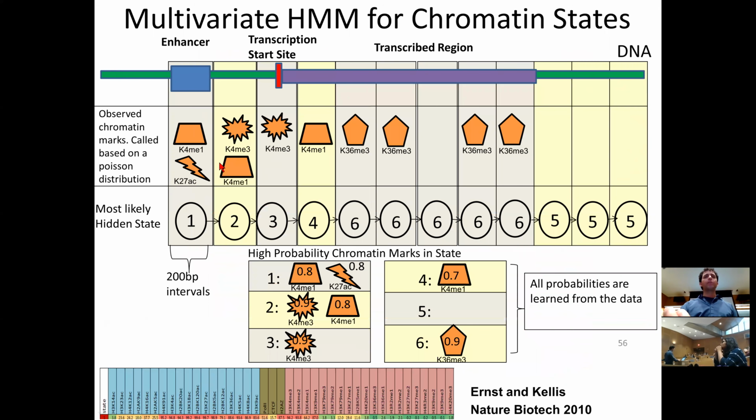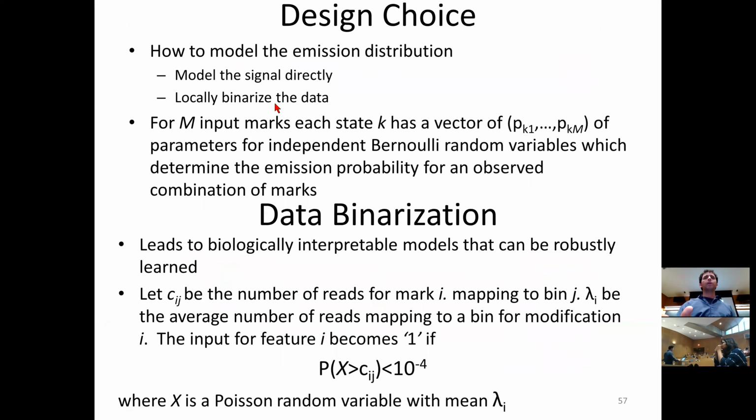So the idea there is that what we'd like to do is truly understand the combinatorics. Therefore, the big design choice that we made was to not model the signal intensity directly, but to instead locally binarize the data. That basically means that for every location, we get a 1-0 presence-absence of every mark. The way to do that is to develop a Poisson random variable that tells us, for every location, the probability of obtaining something in that location.